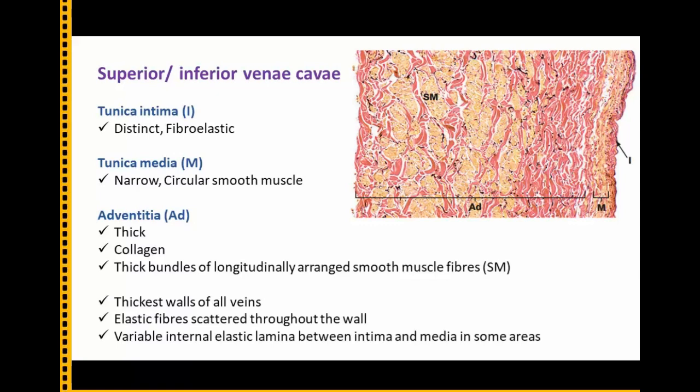You can see a variable internal elastic lamina between intima and media in some areas, but you can't see a distinct internal elastic lamina like in the arteries.